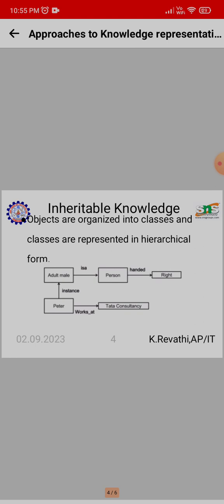Here, the adult male is a person, and a person is handed by right side. Then Peter is an instance. Peter works at Tata Consultancy Services. This is the hierarchy of knowledge.